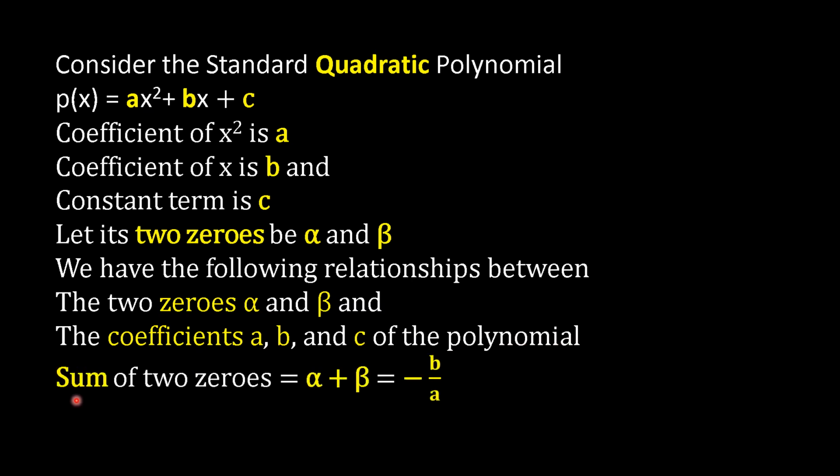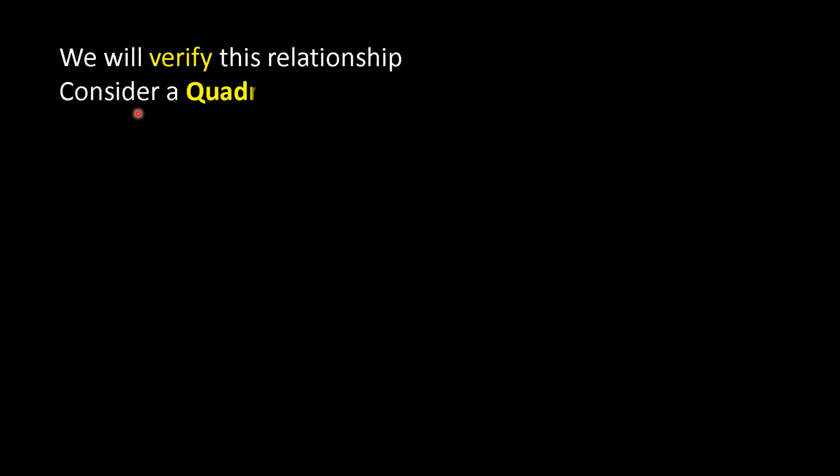We have sum of two zeros alpha + beta = -b/a, and product of two zeros alpha beta = c/a. Now we will verify this relationship, and for that we will consider a quadratic polynomial p(x) = x² + x - 6.